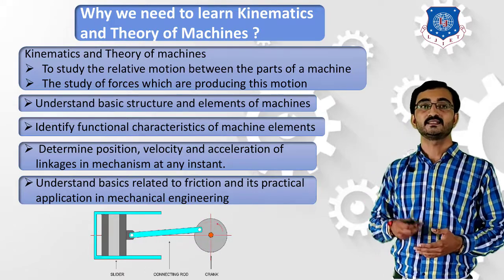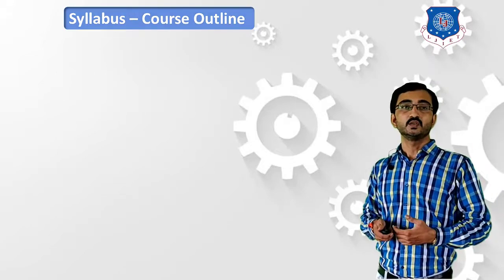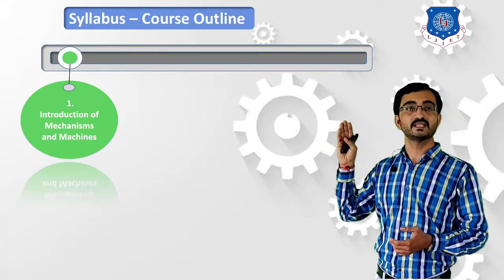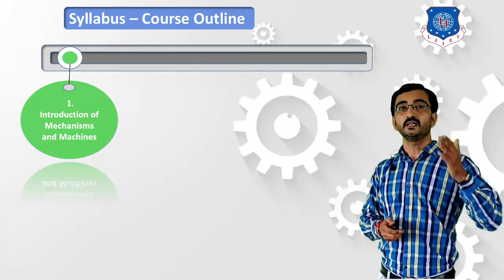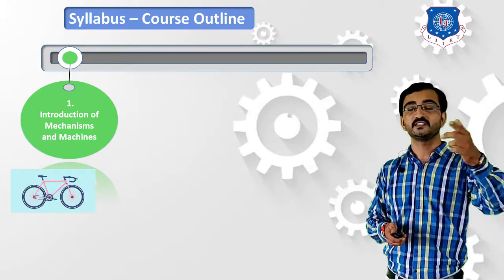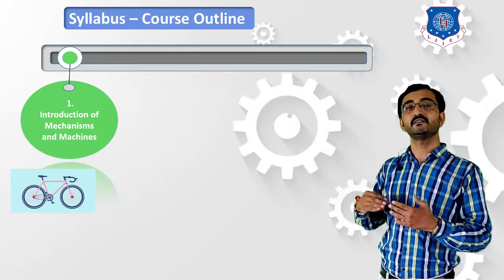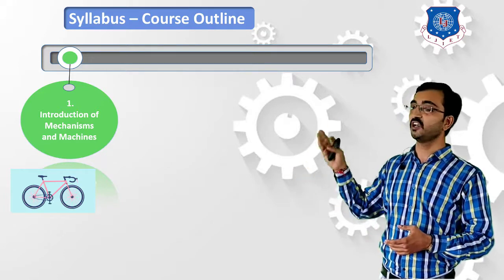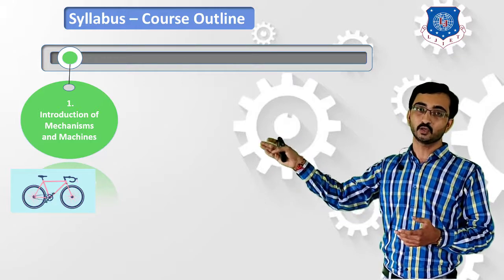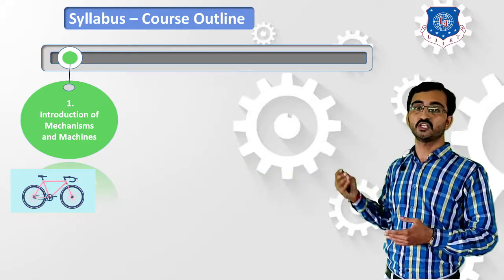So let's look at the syllabus, or we can say the course outline, of this subject. The first chapter is the introduction of mechanisms and machines. In the first chapter you will be introduced to various mechanisms and machines. For example, the first example is a bicycle. We use a bicycle in our day-to-day life, but it is the best example of a mechanism, because here we give our input as mechanical rotation and we get our output as a mechanical, that is, linear motion of our vehicle.